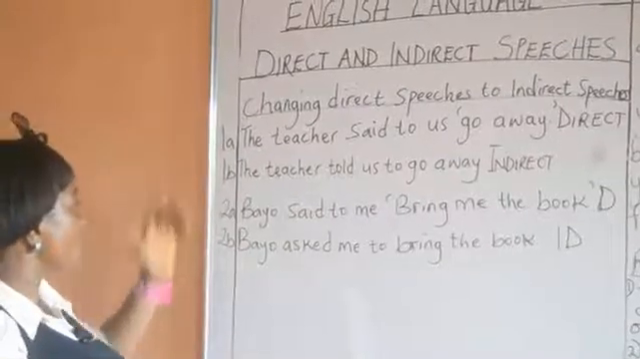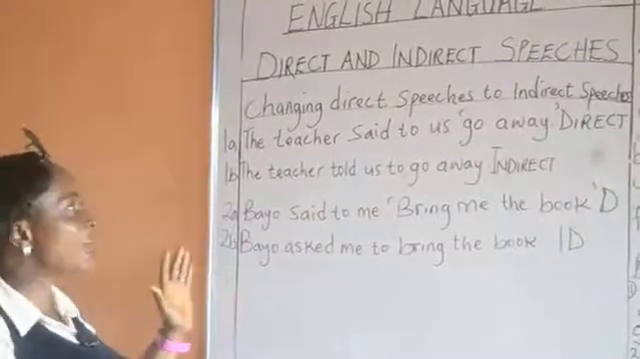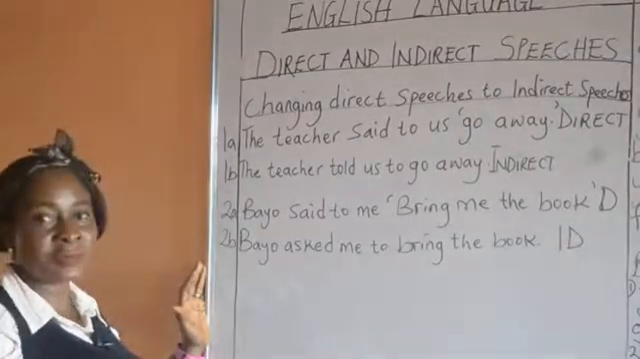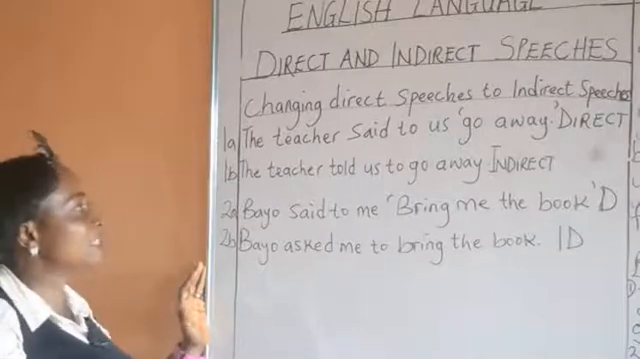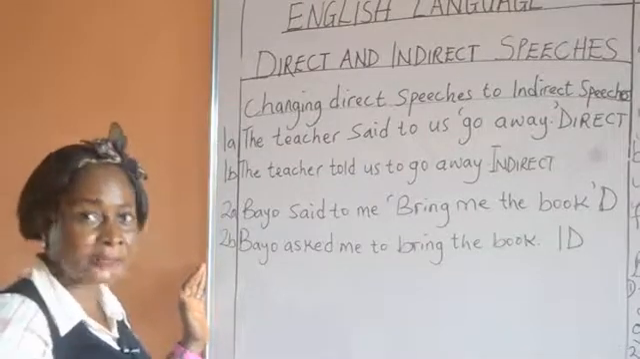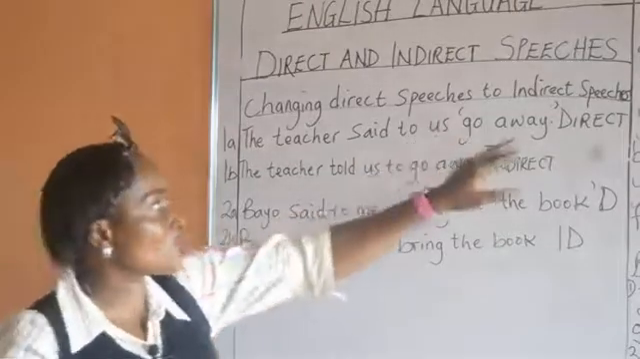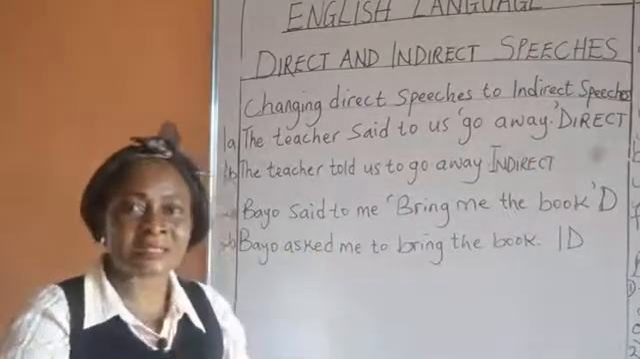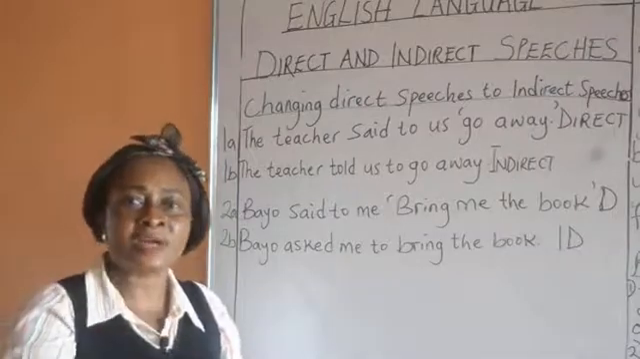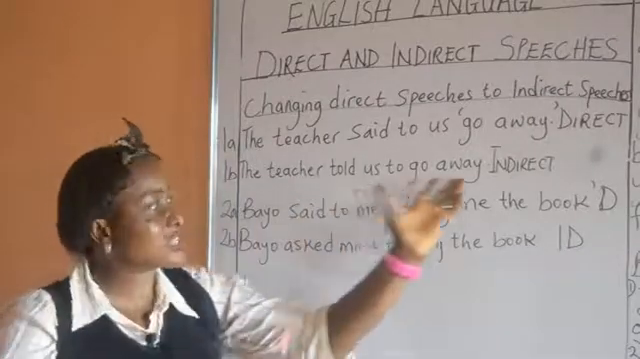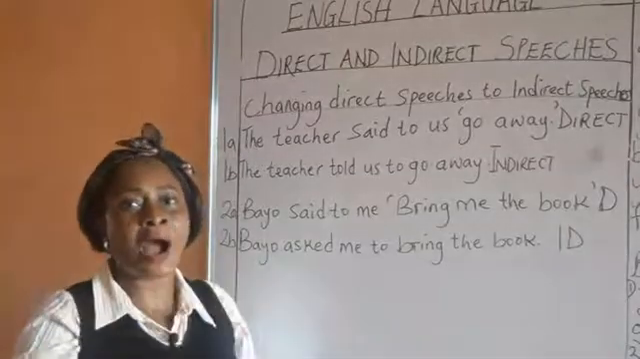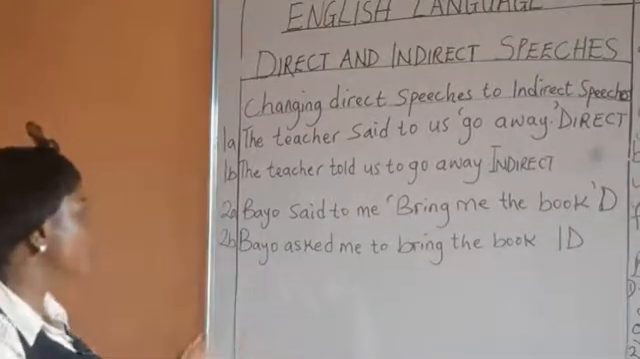Now, example 1A, the teacher said to us, go away. It's a direct speech. 1B, the teacher told us to go away. So always look out for the quotation mark. Whenever you see the quotation mark, know that this sentence is what? A direct speech. And if you did not see a quotation mark, it means that it is a reported speech or an indirect speech.